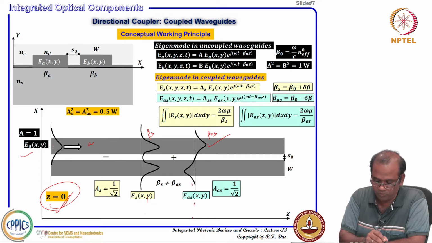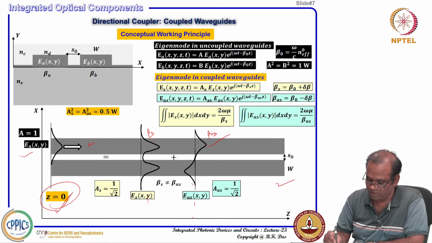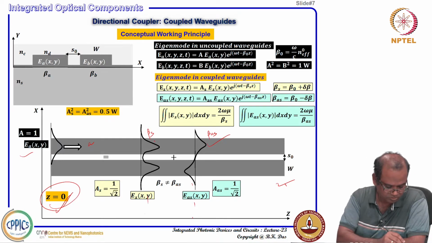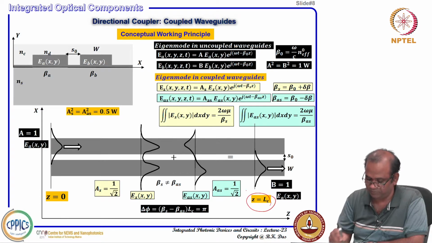So, you excite half to the symmetric super mode and half to the anti-symmetric super mode, and you allow them to propagate here from z equal to 0 to, you just think about some z equal to LC.